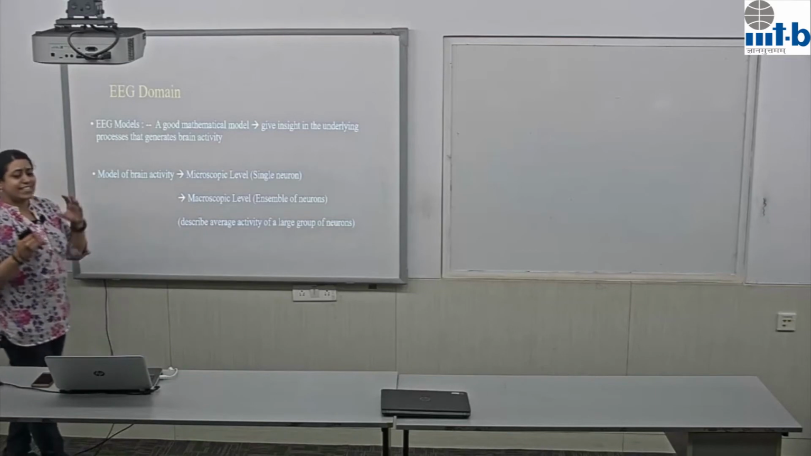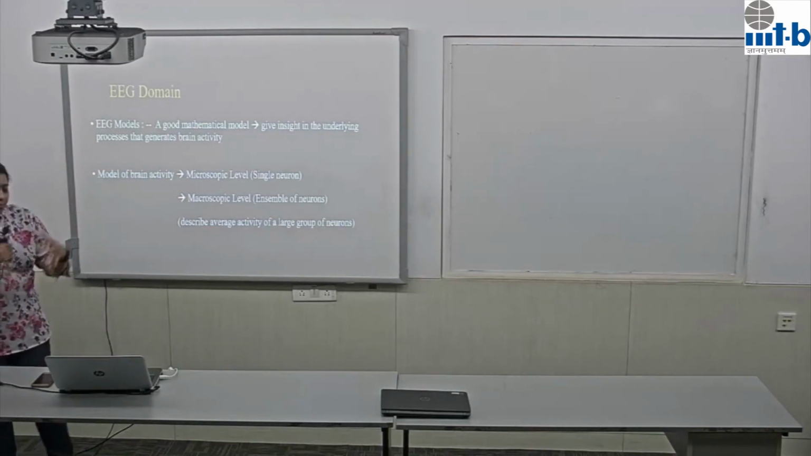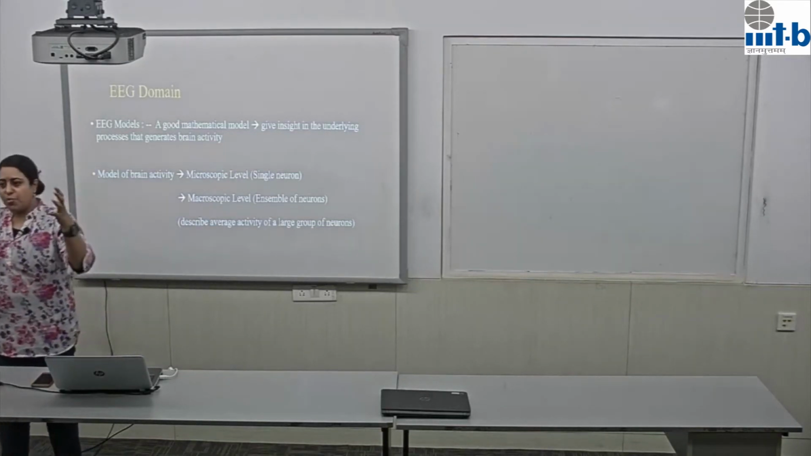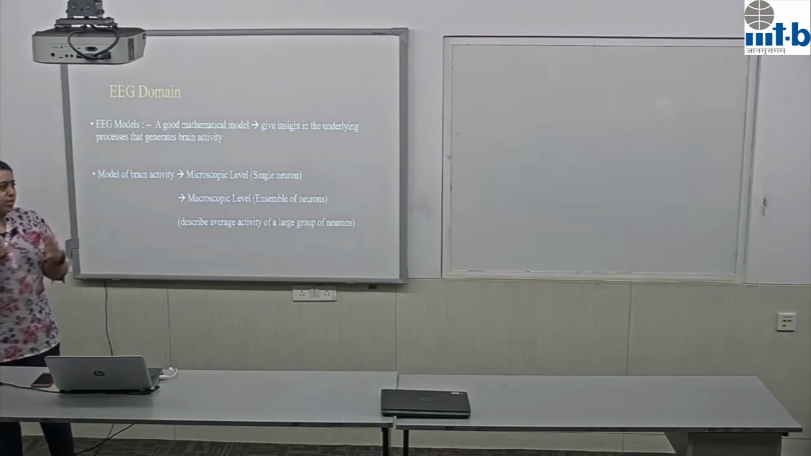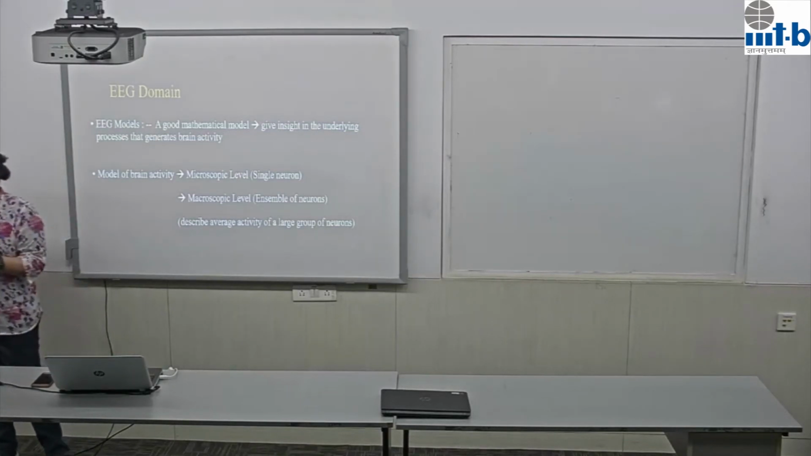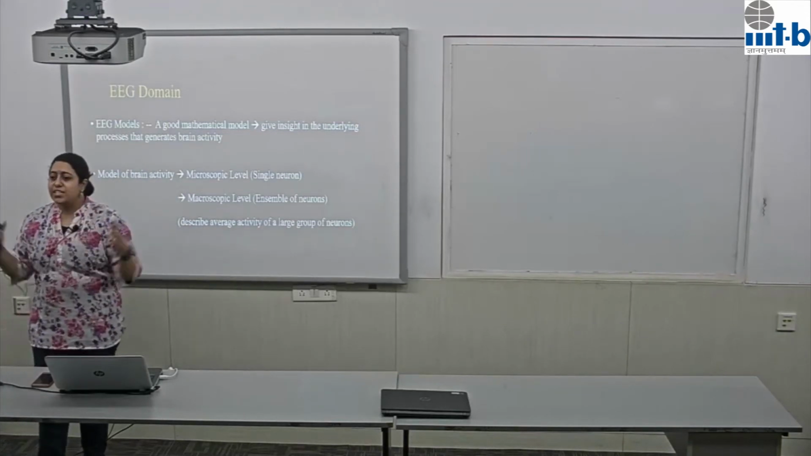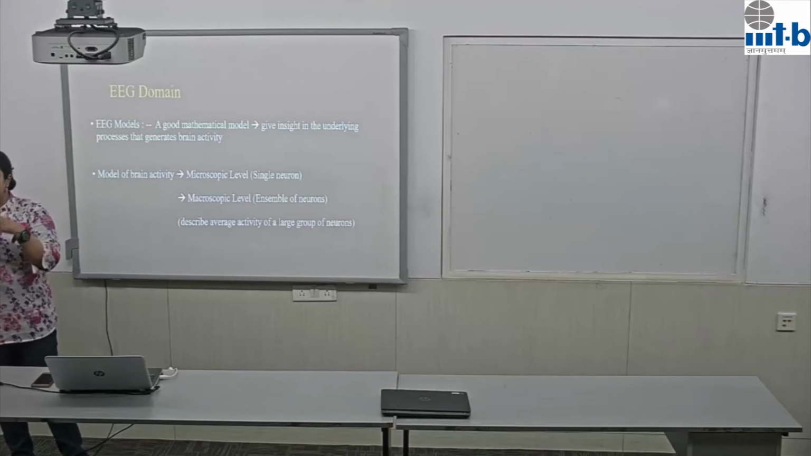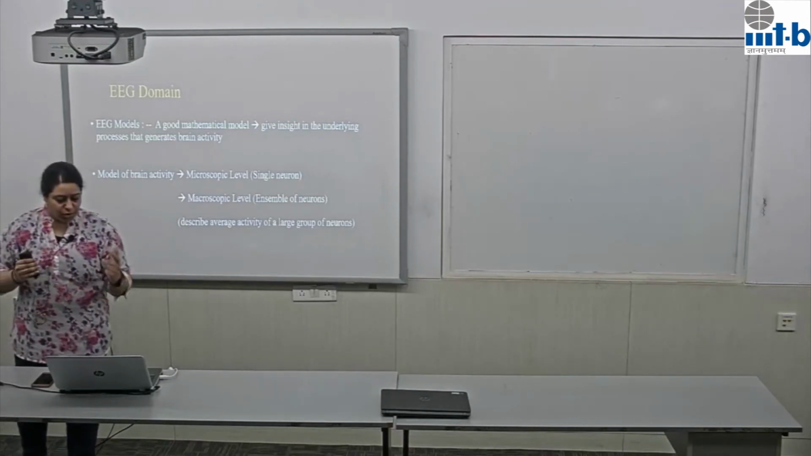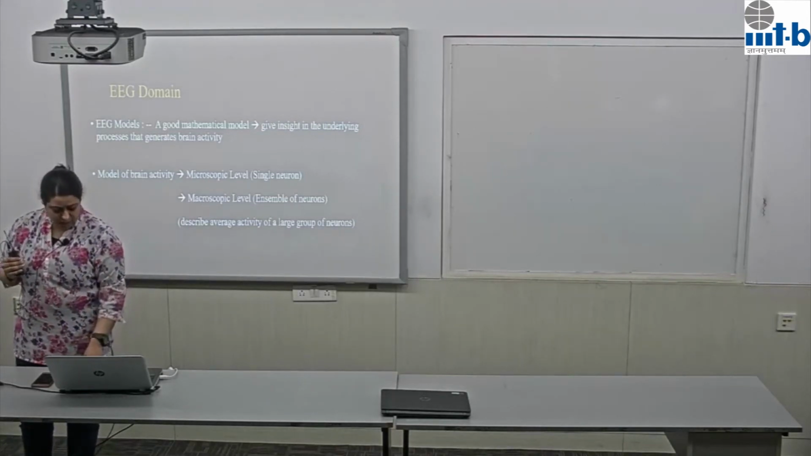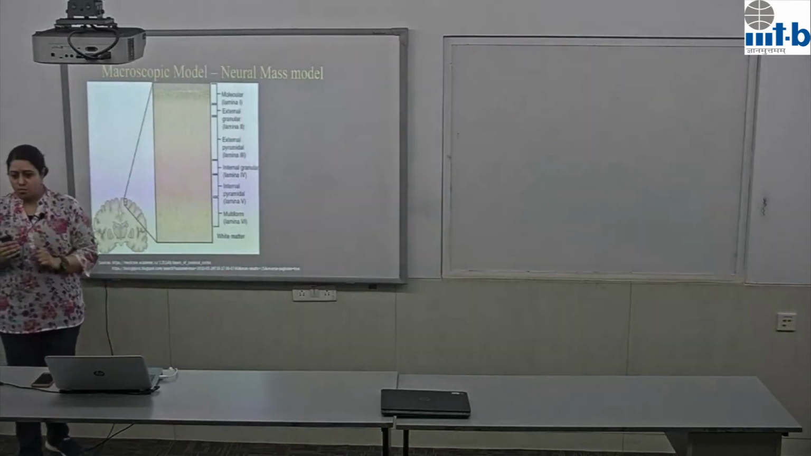The first one is a single neuron model. You start modeling from a single neuron to a number of tissues to the entire brain, so it's computationally pretty expensive. The second one is the macroscopic model, where we try to analyze how a group of neurons behaves. We'll be focusing on the macroscopic level, in particular the neural mass model.